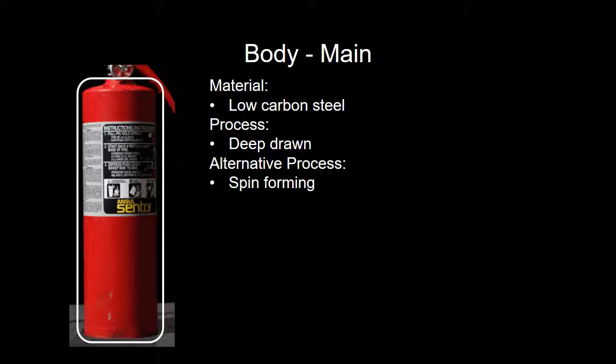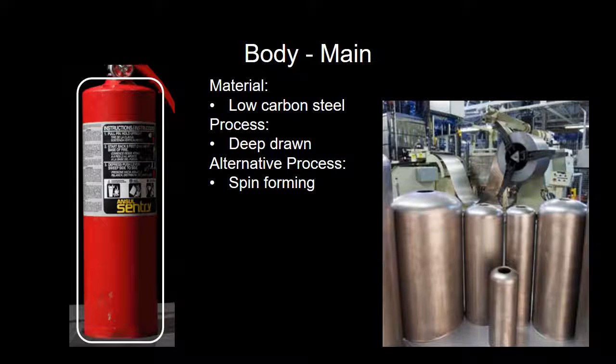The body is made from low-carbon steel and uses a deep drawing process to form its shape. Deep drawing would be preferred due to the part geometry so that the material won't tear or wrinkle. The material would start out as a sheet and then be drawn to size over several steps. An alternative method would be spin forming. While spinning has a lower tooling cost, it would require more skilled labor and take longer than deep drawing.